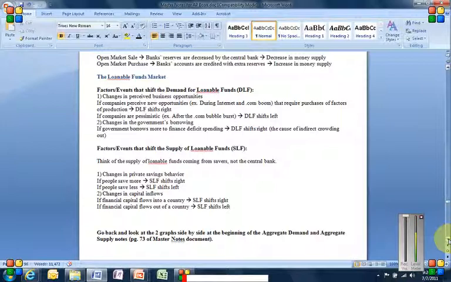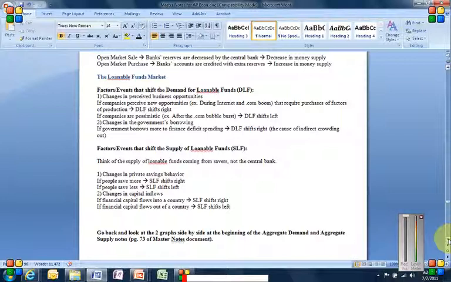What are some things that can shift that curve? And this is not a vertical curve like you would find in the money market. This is sloped upward from left to right. One is changes in private savings behavior, of course. If people save more, then that leads to the supply of loanable funds shifting right. If people save less, supply of loanable funds shifts left.